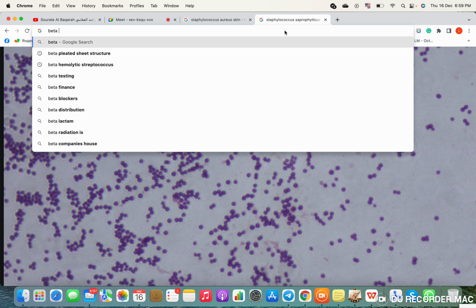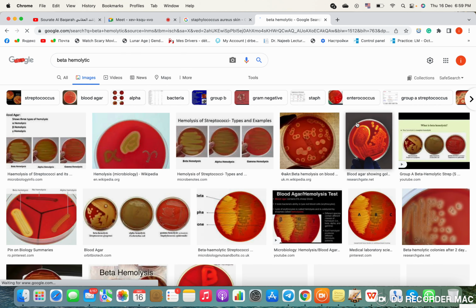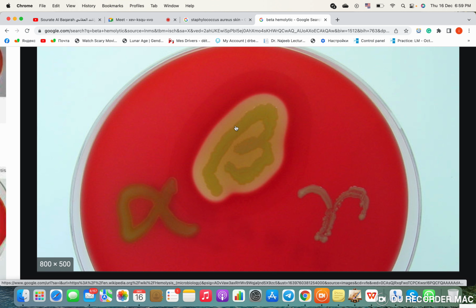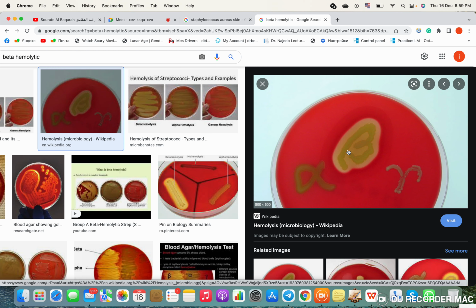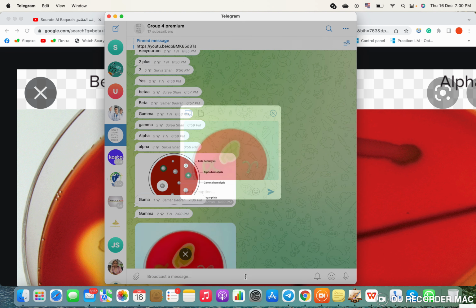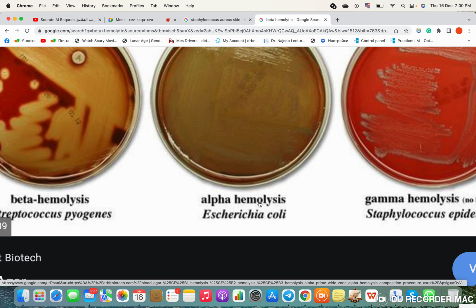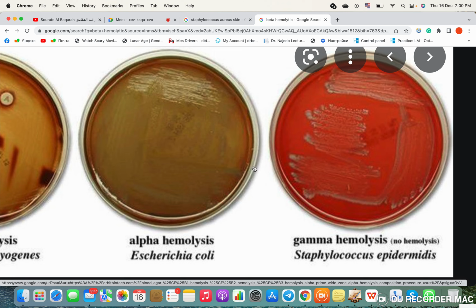So now let's just take a quick look at them. Nice picture. So beta hemolytic. You can see clearly there is a space. Here there is a minor space and it has a greenish hue over the whole thing. Guys, one quick question. This organism has no hemolysis, so how do we call that? Gamma. Excellent. Again, alpha hemolysis, greenish hue. Beta hemolysis, actual hemolysis. Gamma hemolysis, zero hemolysis.